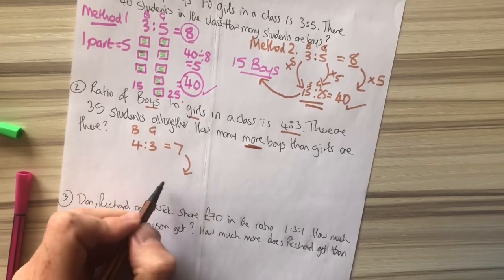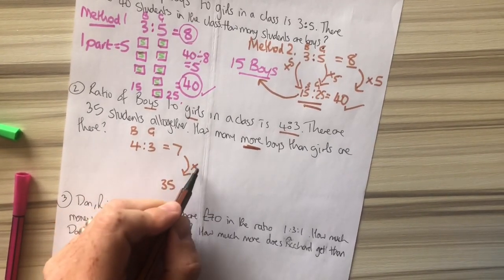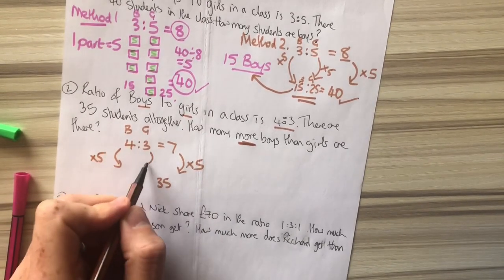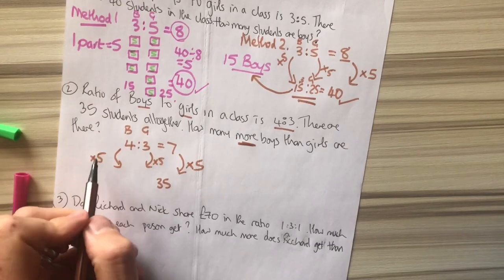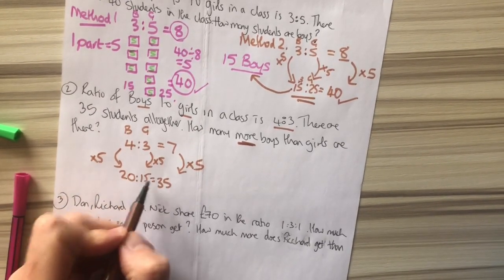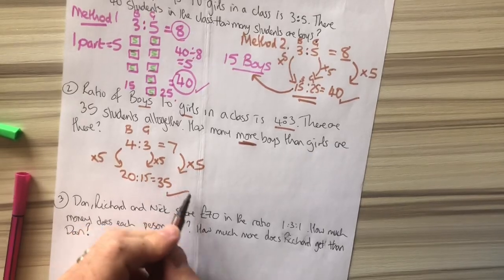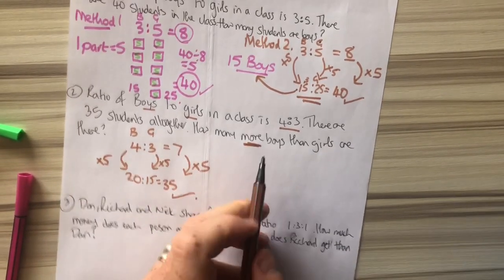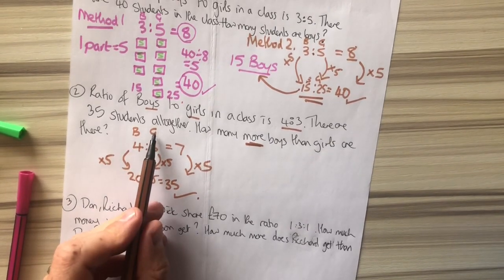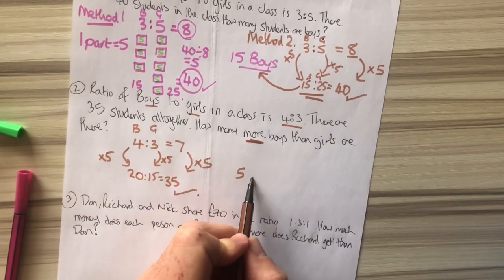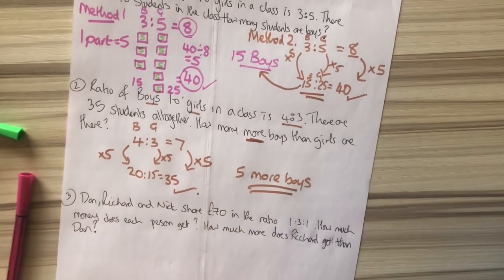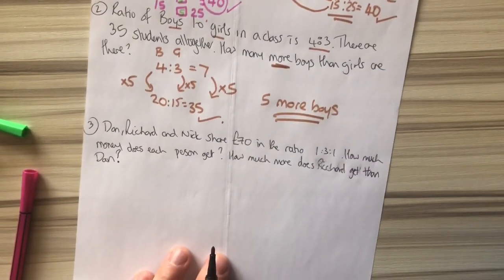But I don't want 7, I've got 35. So I have to times by 5. 4 5s are 20. 3 5s are 15. Does it add up to 35? Yes, it does. Now this time, how many more boys than girls? So there's 20 boys, 15 girls. There's 5 more boys. And a third question.